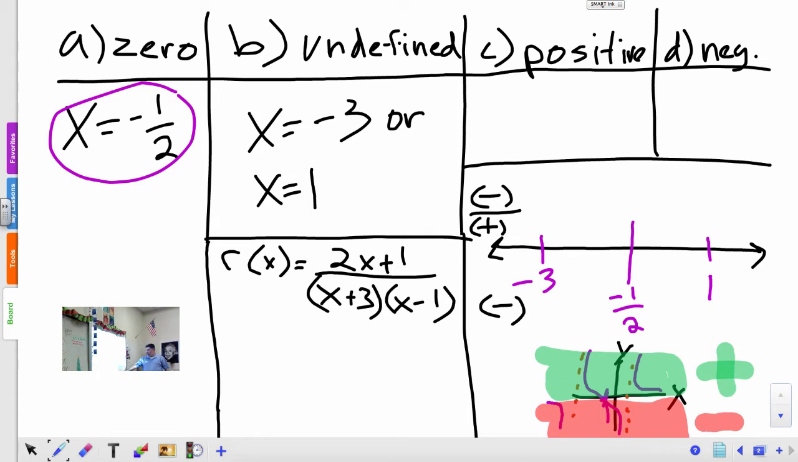it's negative. Now if we look at the graph, is that true? Yeah. Any value less than -3 has a negative y value. So when x is less than -3, we have a negative y value. Well, what about in between?